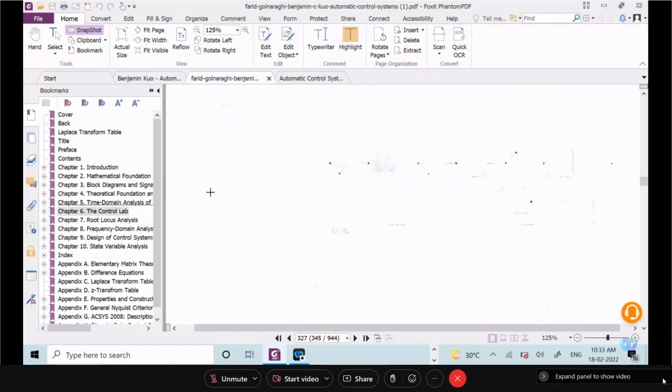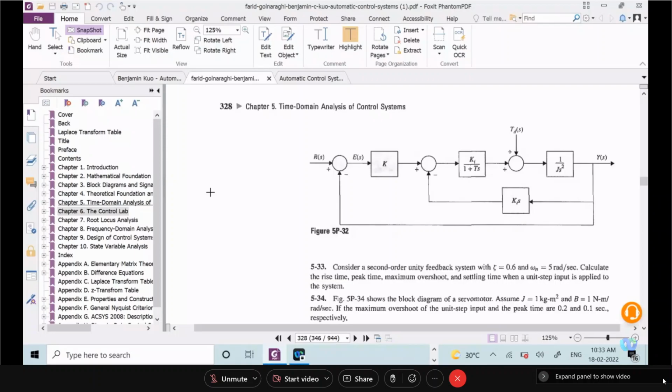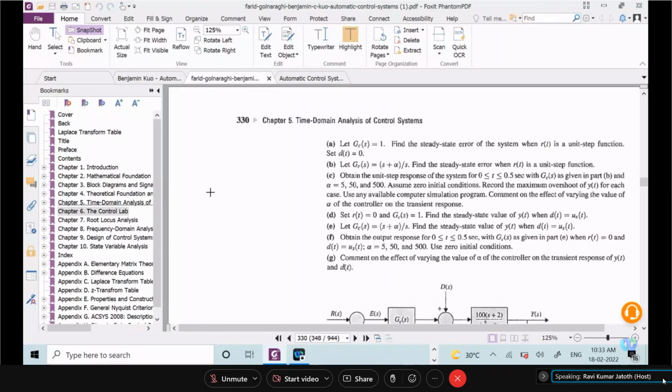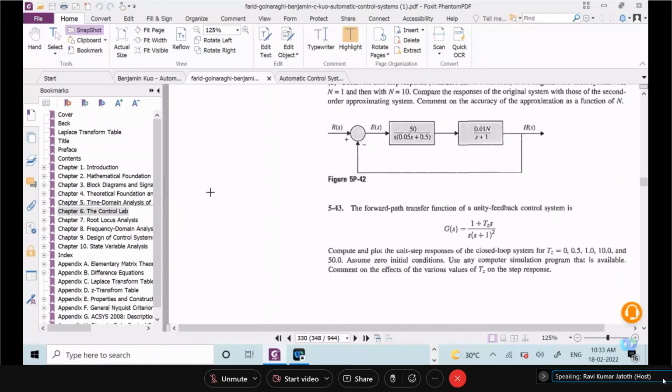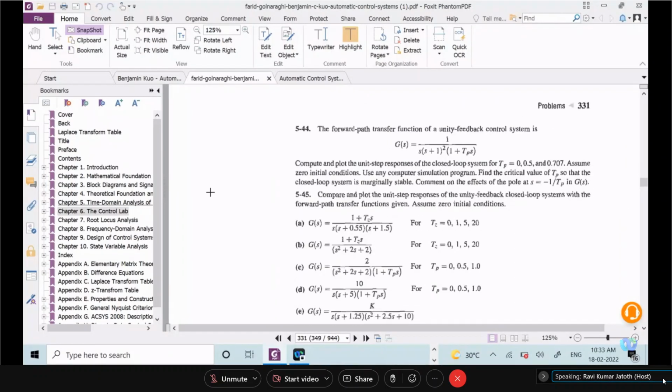Stability is what I need to cover, but I'll be doing that a little later. So this is up to the second unit. If you have any questions, you can ask me now. In the second unit, if you have questions on first order system or second order system, you can ask me.